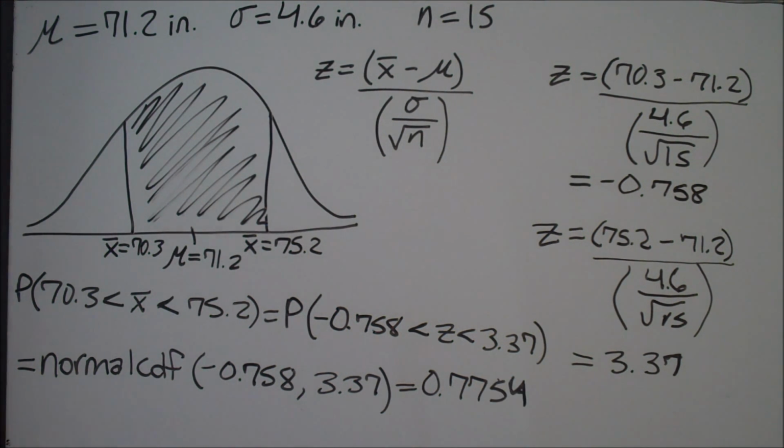So that's the probability that if 15 men were randomly selected, they would have a mean height between 70.3 inches and 75.2 inches.